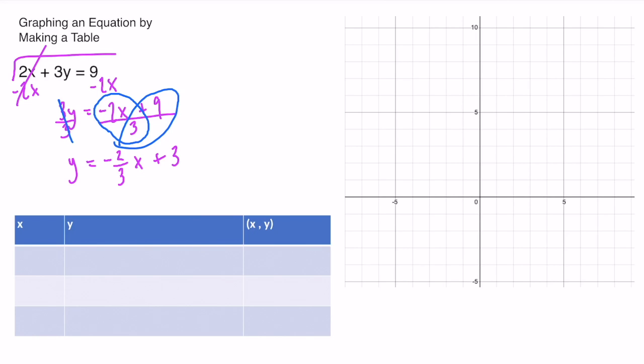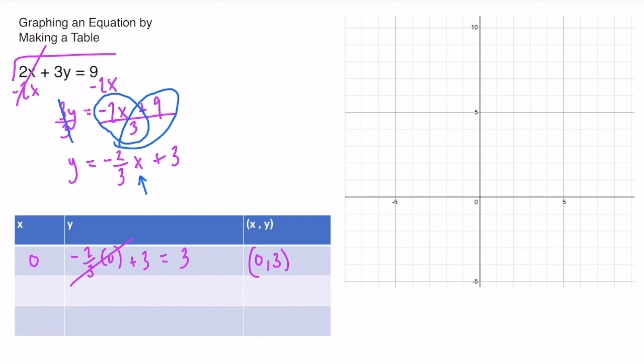So now, same as before, I'm going to pick x values to plug in. I'm always going to start with 0. So I start with 0, and I get negative 2 over 3 times 0 plus 3. And anything times 0 is 0, so that's 0 plus 3, which is just 3. So I get x value of 0, y value of 3.